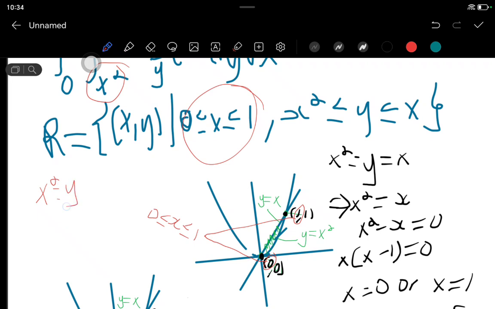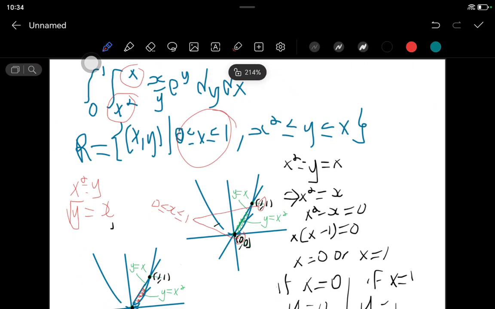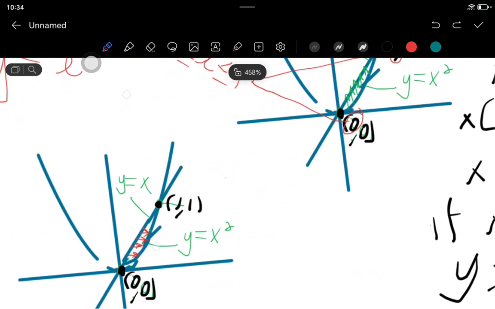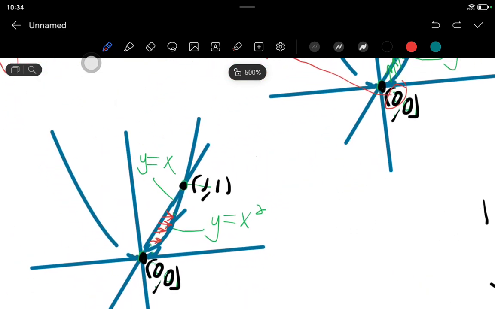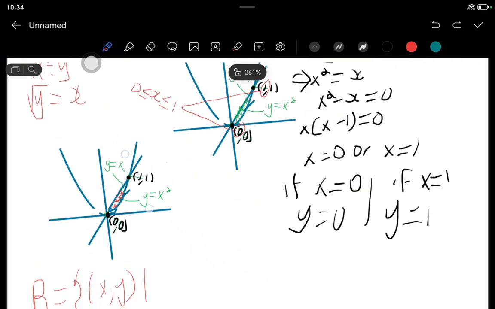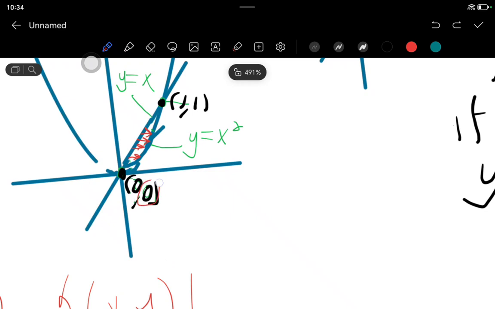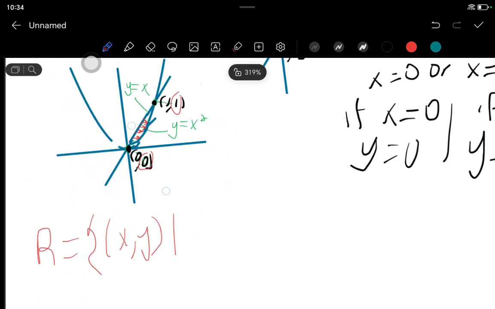x squared is equal to y. Then I'm going to have, root of y is equal to x. So this will be the upper part, right? So I can make x the subject of the formula here. So it means that now I'm going to move like this. This is going to move from this region. Y is going to move now from 0 to 1.